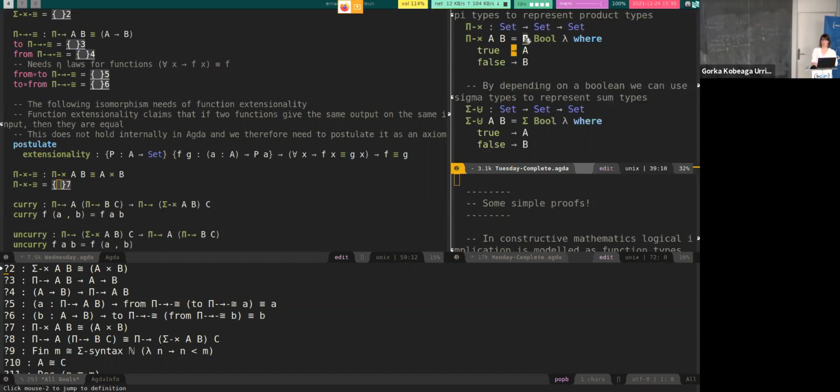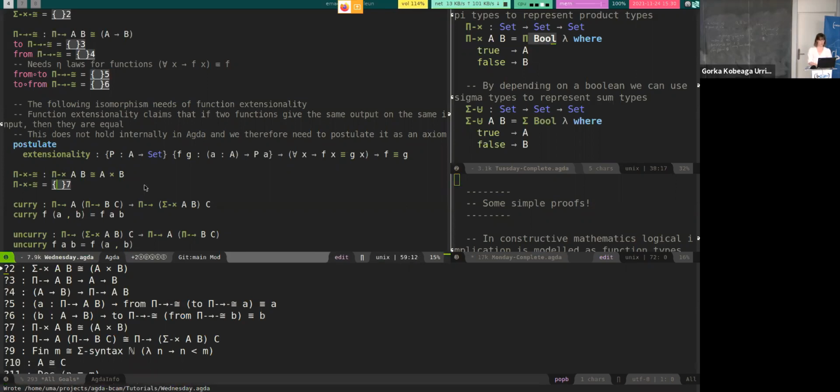The way we define products with it is the same trick. We accept a Boolean. If what we get as input is true, then we will give back an A. If what we get as input is false, we'll give back a B. So this is, I am a function, you tell me what projection you want, and I'll give you that corresponding projection. And so we want to prove that that is equal to our original definition of products.